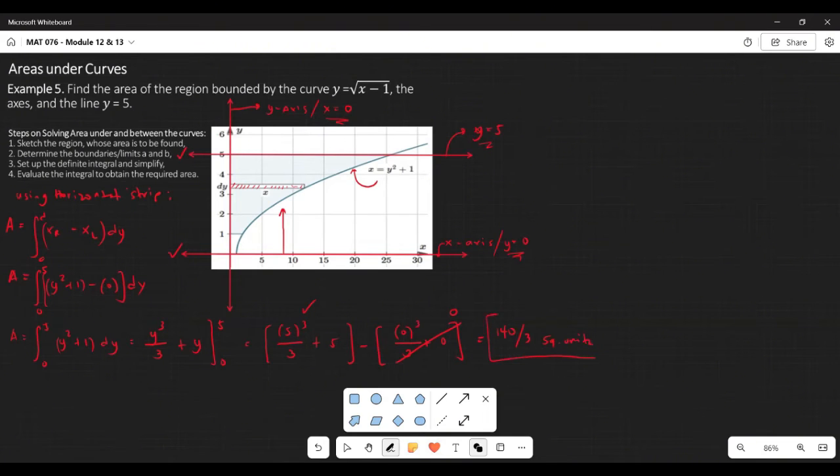So actually class, pwede nyo namang i-decimal places yan, ano. Pero since hindi naman tayo pwedeng gumamit ng calculator here in calculus, kung ano lang nakuha nyo mismo. Ano? So 140 over 3. So ganun lang yung example number 5 natin.